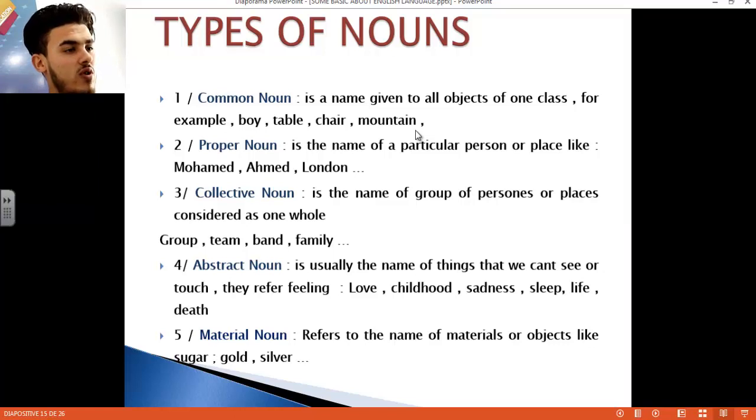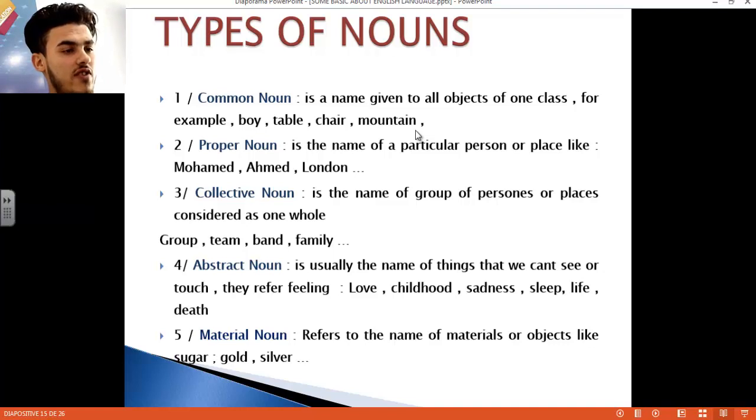And the fourth point, we will see abstract noun. An abstract noun is usually the name of things that we can't see or touch. They refer to feeling, love, childhood, sadness, sleep, life, death. And those things are abstract, or we can't touch them or smell them or ever see them, which means our 5 senses could not be able to know this feeling or these things.